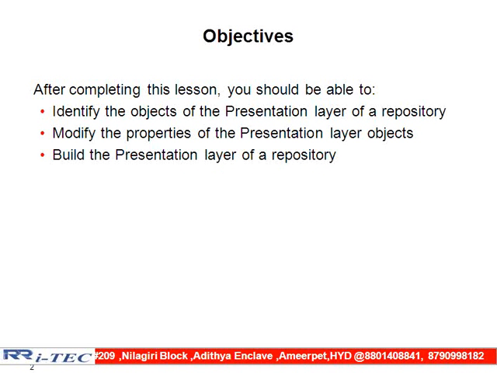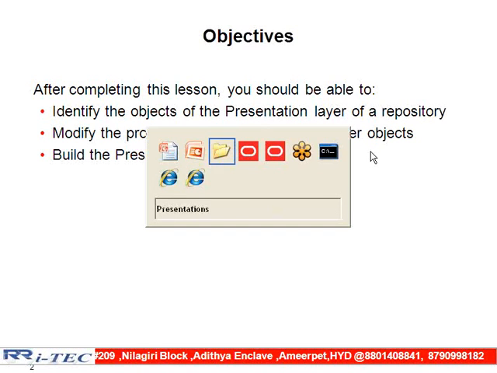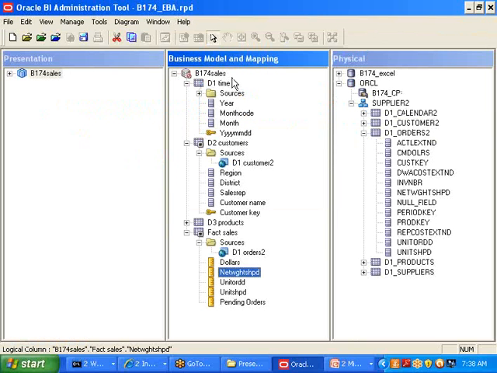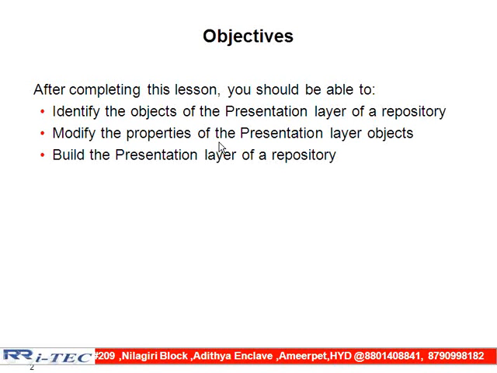Next objective, what you are going to understand by the end of this lesson. Identify the objects of the presentation layer of your repository. As we identified earlier what objects are available in the physical layer and what objects are available in the BMM layer, now we are trying to identify what objects are available in the presentation layer. Next point is modify the properties of the presentation layer objects.